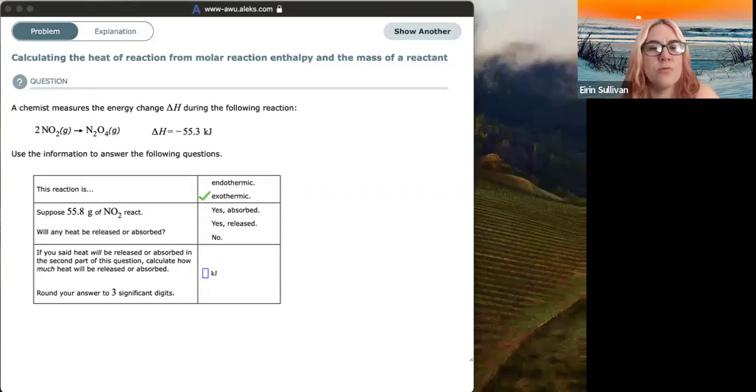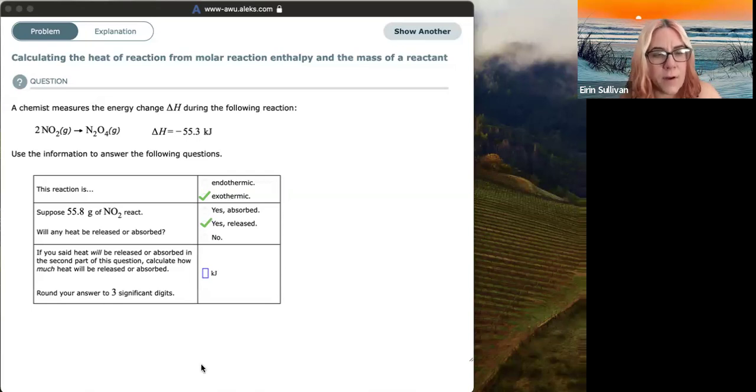That means it is releasing heat. If it had been a positive sign for delta H, that would be an endothermic reaction. That means our reaction is absorbing energy, so we would have answered the opposite. Positive delta H, endothermic, absorbing energy. Negative delta H, exothermic, releasing energy.